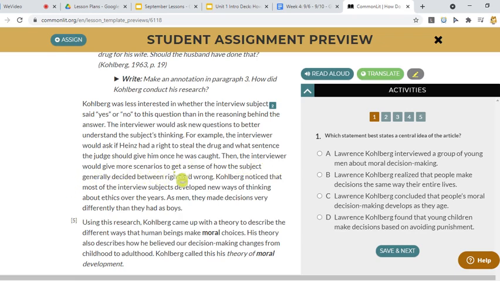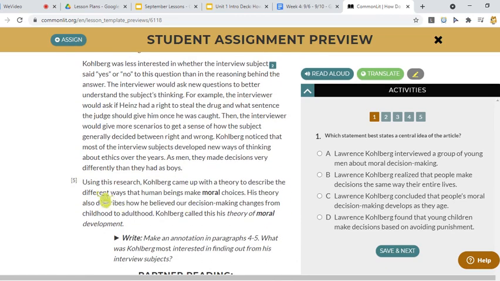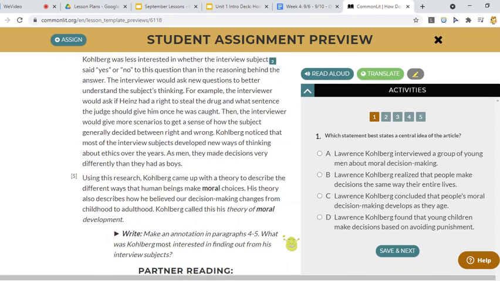Then the interviewer would give more scenarios to get a sense of how the subject generally decided between right and wrong. Kohlberg noticed that most of the interview subjects developed new ways of thinking about ethics over the years. As men, they made decisions very differently than they had as boys. Using this research, Kohlberg came up with a theory to describe the different ways that human beings make moral choices. His theory also describes how he believed our decision-making changes from childhood to adulthood. Kohlberg called this his theory of moral development. So we're getting more information here about what our central idea is.